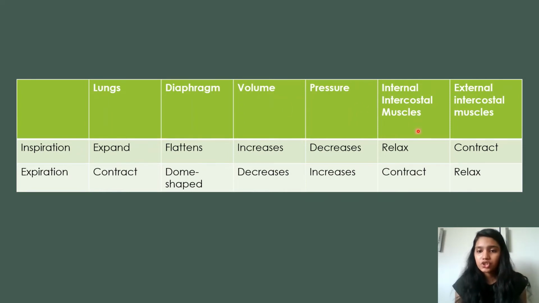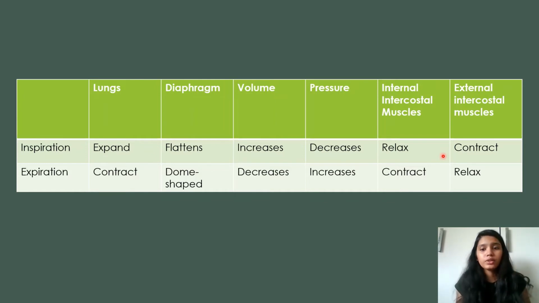So during inspiration, your internal intercostal muscles relax and your external intercostal muscles contract. Now these last two things you just have to memorize. There's no real logic I can explain to you at this stage. I'm sure it gets more complicated later on and there's a perfectly understandable reason as to why this happens. But when you inspire, I remember it this way. Inspiration, so internal intercostal muscles relax. Expiration, so external intercostal muscles relax. So expiration, external. Inspiration, internal, and those relax when it happens.